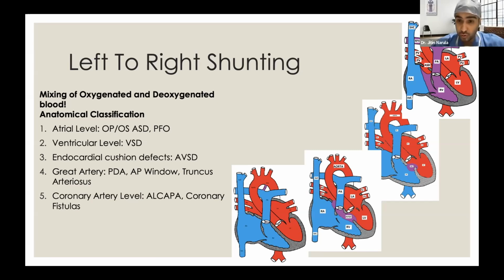At endocardial cushion levels, it can be an atrioventricular septal defect. At the level of the great arteries, it could be a patent ductus arteriosus, an aortopulmonary window, truncus arteriosus, and minor levels of shunts at the level of coronary arteries, like coronary fistulas or anomalous left coronary artery from pulmonary artery.